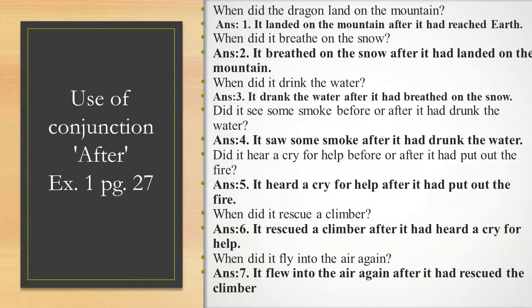Let's discuss our questions. Question number 1 is, when did the dragon land on the mountain? So look at the notes. It says it reached earth, then landed on the mountain. The answer would be, it landed on the mountain after it had reached earth, because we have to use the conjunction after. The note that comes before is used in the second part of the sentence. Question number 2. When did it breathe on the snow?